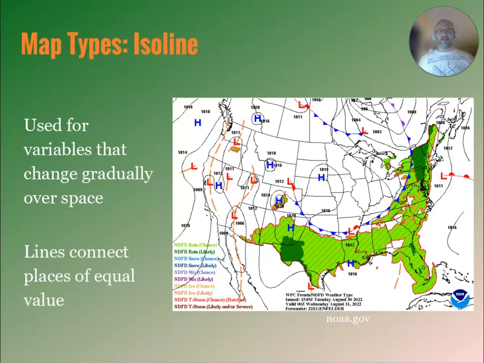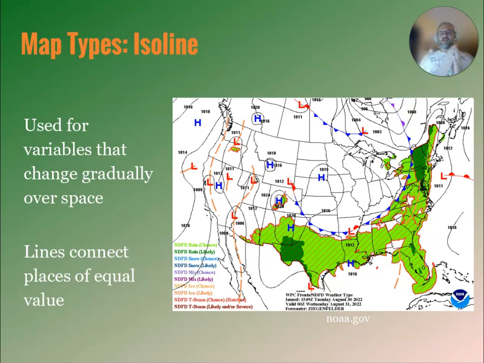Okay, then another important type of map that we'll be looking at is called an isoline map. Isoline maps are very important when we're dealing with variables that change gradually over space. If you think back to the population density, that could change very suddenly. You could have a very dense area, and then, on the other side of the railroad tracks, there's nobody. There are many reasons that might happen. That might change very suddenly.